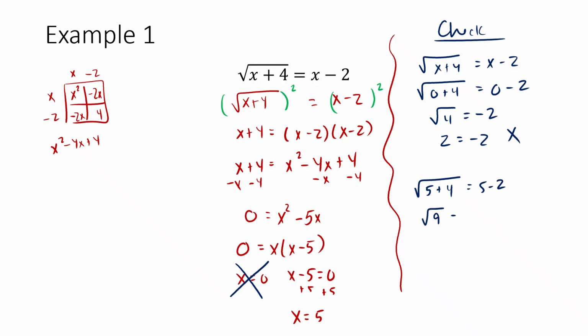5 plus 4 is 9, and 5 minus 2 is 3, and that one does give me the true statement, and so that one does check. So that's what the algebraic check looks like. You arrive at your answers and go and plug them in to see if they work.